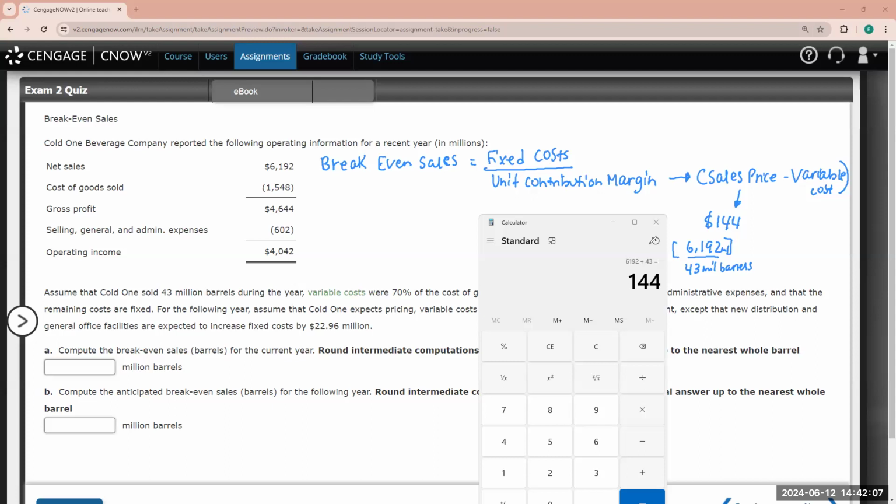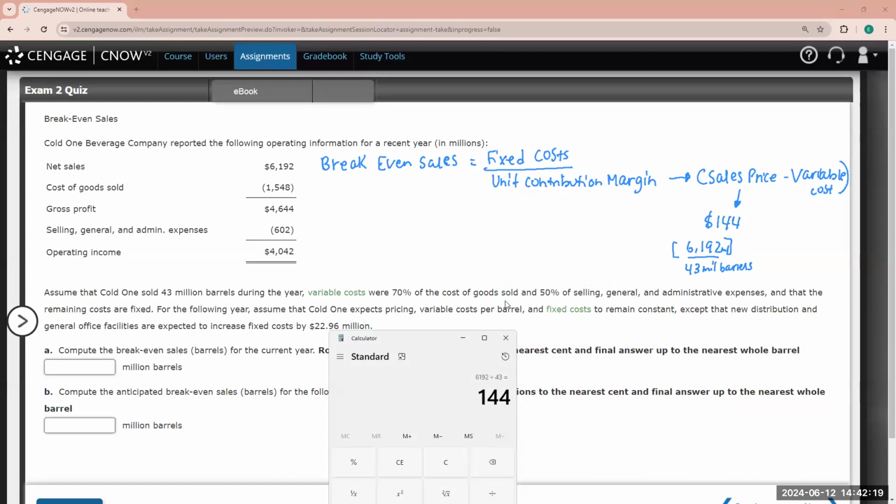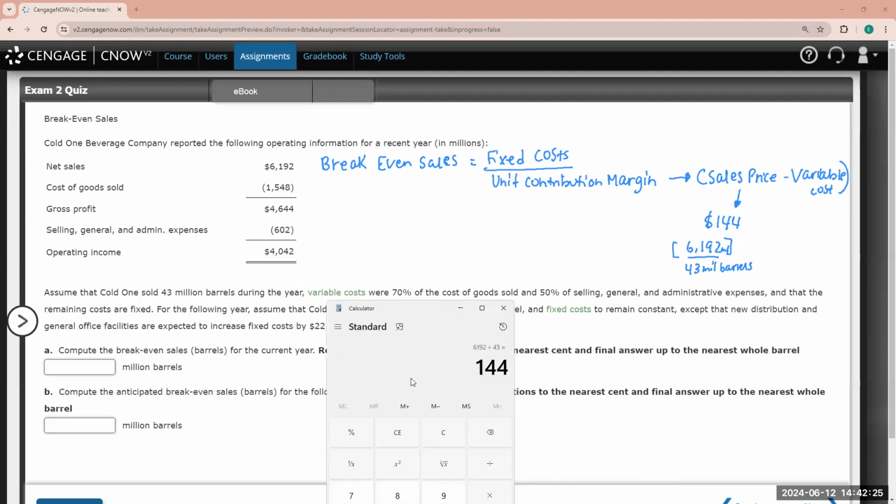So now the next thing we need to do is to determine our variable cost. So in order to determine our variable cost, here the problem lets us know that variable costs were 70% of the cost of goods sold and 50% of selling, general, and administrative expenses. So we see that our cost of goods sold is 1,548,000. We multiply that by 70%, and that gives us 1,083,060. And then we divide it by the number of units we sold. So therefore, the variable cost for each unit is $25.20.